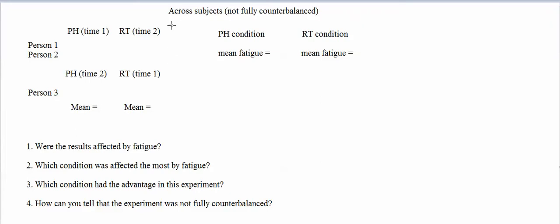This is the first page they'll have you do. This is counterbalancing. This will be your data set that you'll plug your numbers into. Instead of using McDonald's and Burger King, I'm using Pizza Hut and Roundtable. So PH is Pizza Hut, RT is Roundtable.